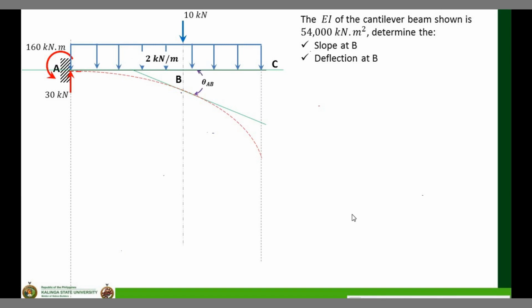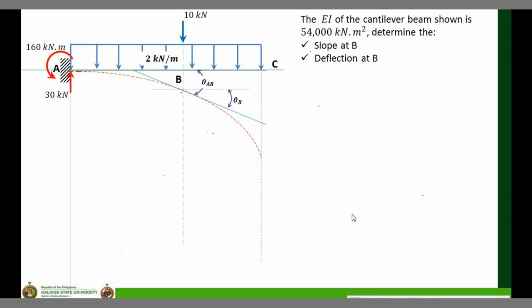Then, the angle between the tangent line passing through A and the tangent line passing through B, that is your theta AB, as discussed in theorem 1. That gives us the slope at B. How can I get it? That is my slope at B.